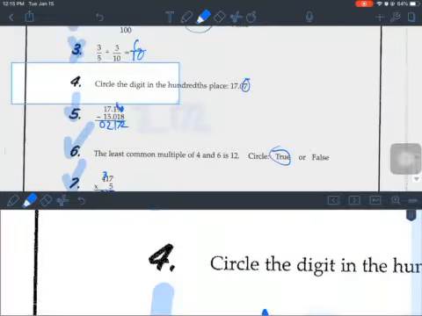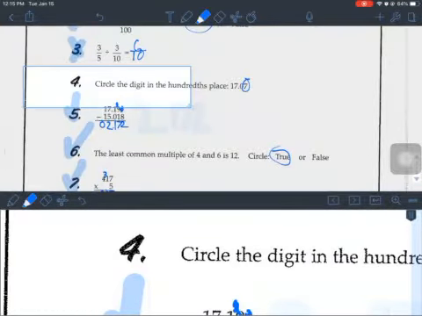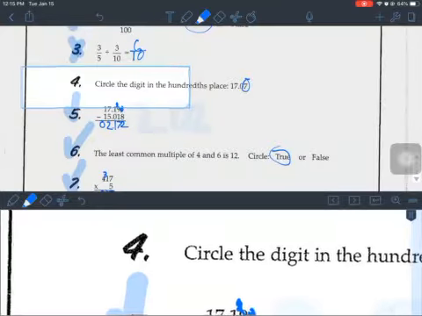Sign your name. I always mess up my zeros. I got it right. Okay, class. Yes, yes. Let's keep it rolling.